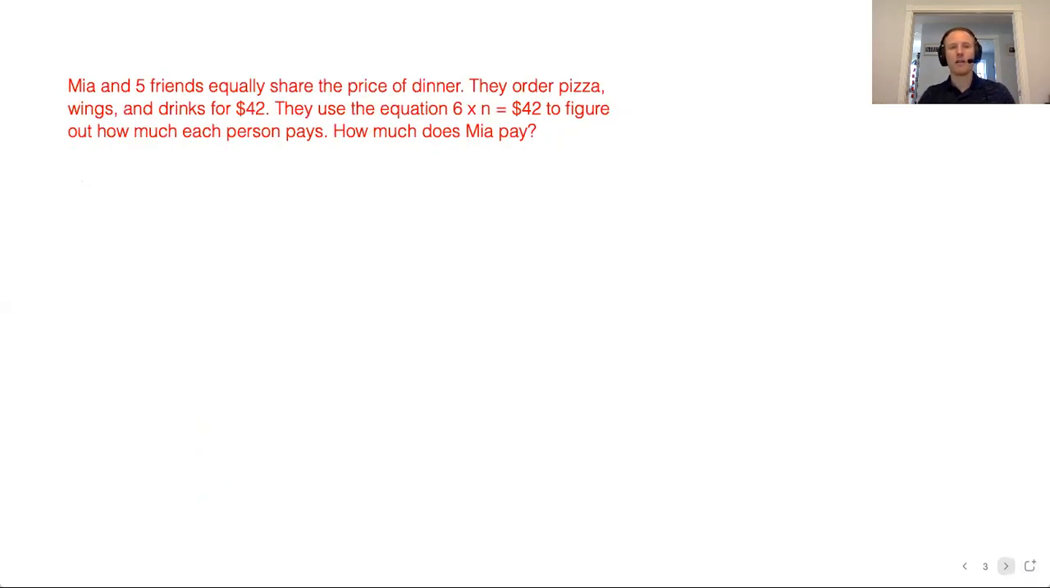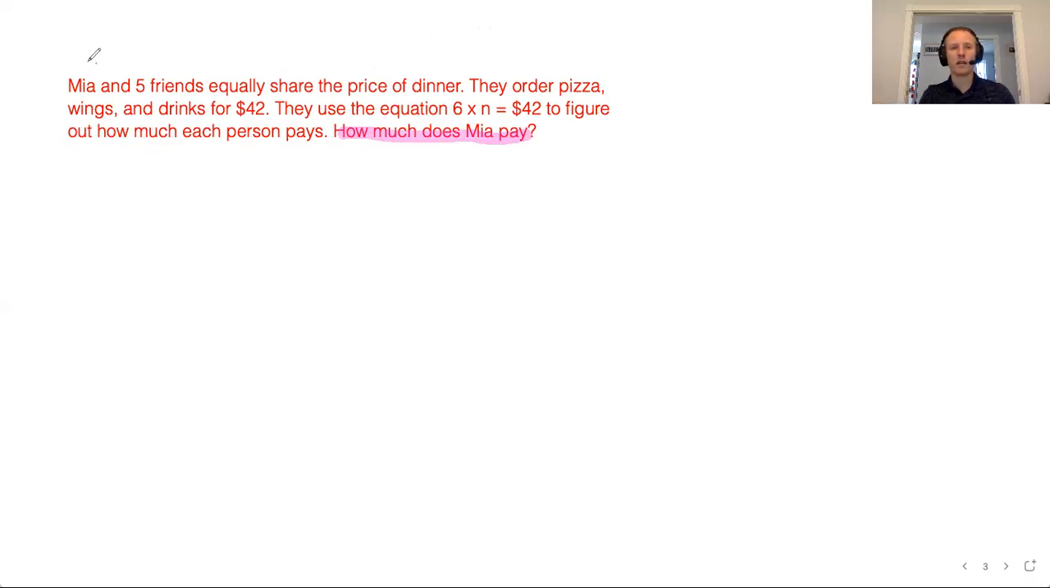All right, sample problem number 3. Mia and 5 friends equally share the price of dinner. They order pizza, wings, and drinks for $42. They use the equation 6 times n equals 42 to figure out how much each person pays. How much does Mia pay? So the question here is simply, how much does she pay? There's only one part to this problem. The last one had 4, this one has 1. Now, obviously, you have to do the work, but we just need to know how much she pays at the end.